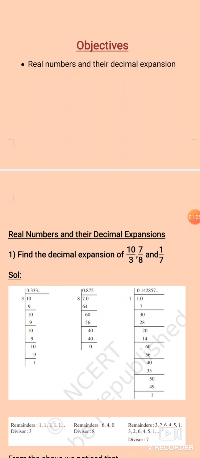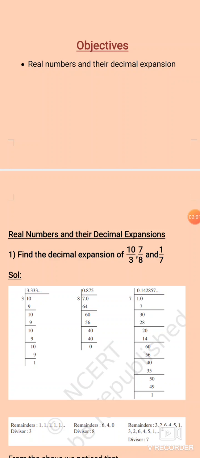Then the last case, 1 by 7. The quotient is what? 0.142857 etc. That means 142857 is repeating. Then there the remainders, listen. First case, 1 times 7 balance 3. Then 30, put a decimal, 30, 28, then 2. So listen, in all these cases, the first case remainders are 1, 1, 1, 1, etc.